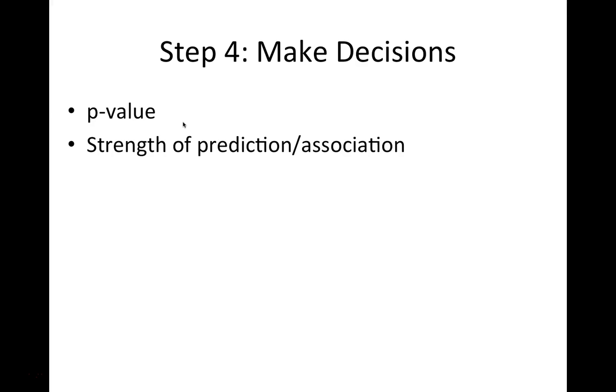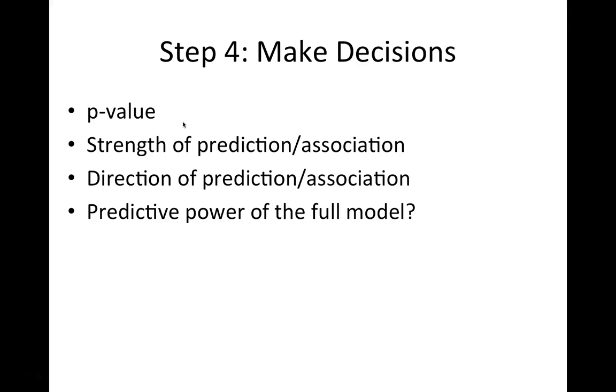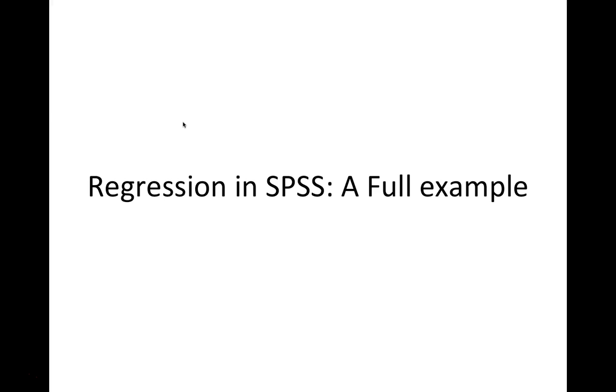So we use SPSS, and we make the decision based on several p-values, actually. And then we want to look at the strength of that prediction or association and the direction of the prediction or association. We want to look at how good the full model does at predicting our outcome variable. This is particularly true when we have multiple regression happening and we have multiple independent variables in the model. And then, as always, we want to think about the clinical and practical significance. So let's go into regression in SPSS and run through a full example.